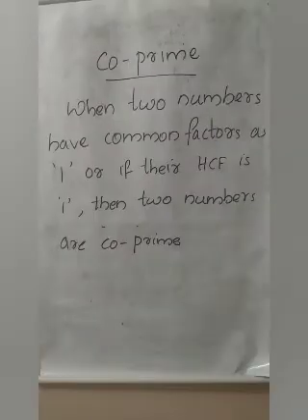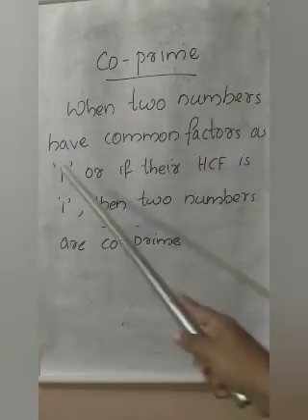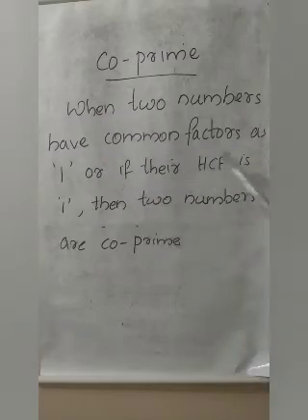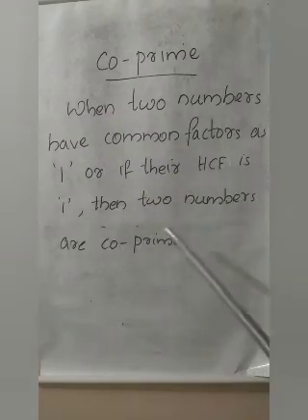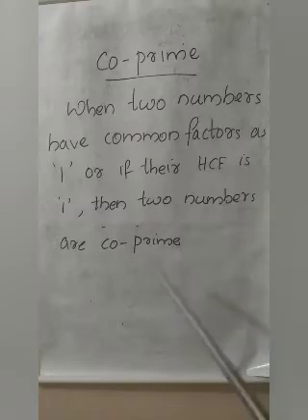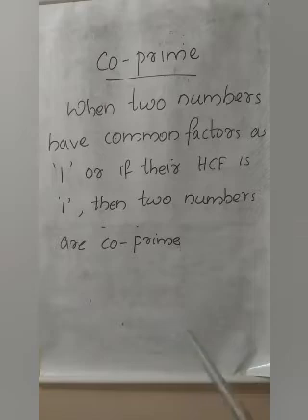So, what are CoPrime numbers? When two numbers have common factor only 1, or if their HCF is 1, then the two numbers are said to be CoPrime. That means if they don't have any common factors other than 1, or if you find their HCF as 1, then the two numbers are said to be CoPrime numbers.